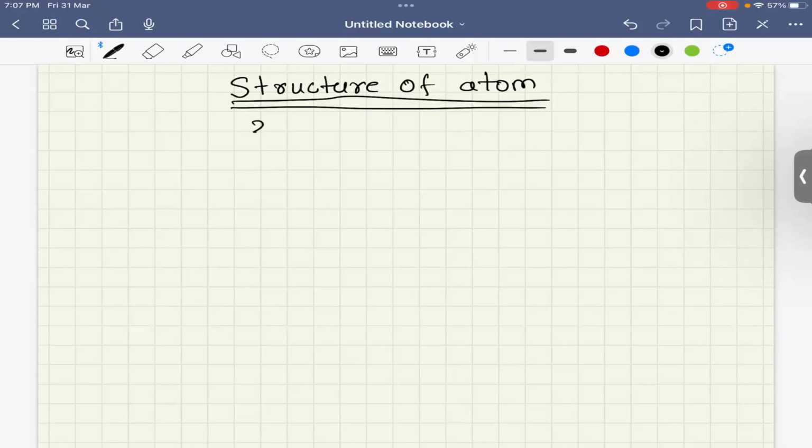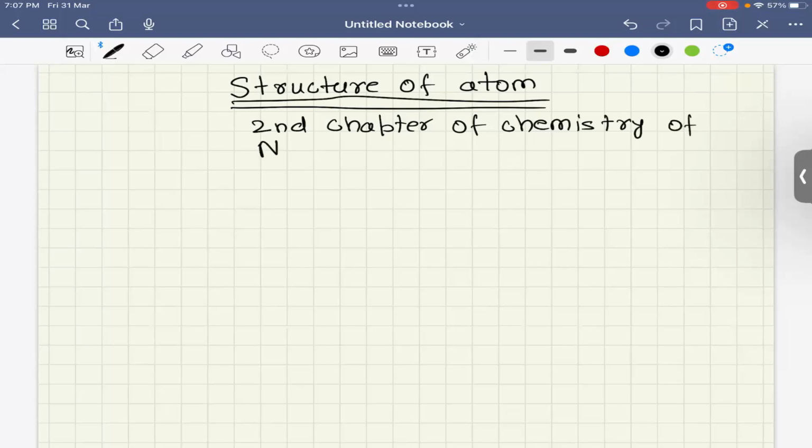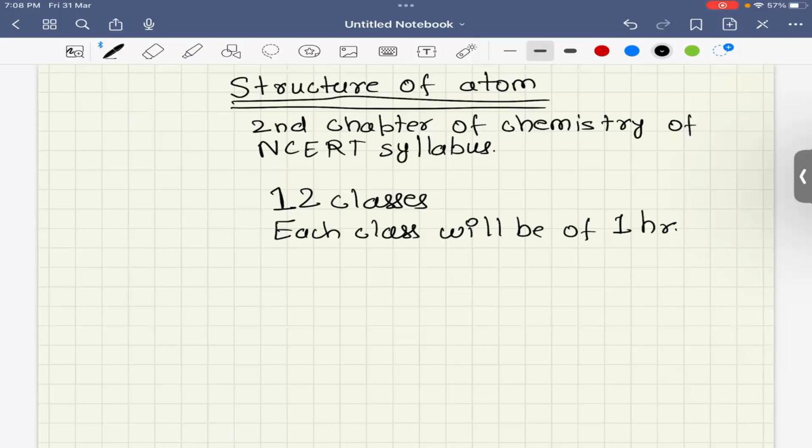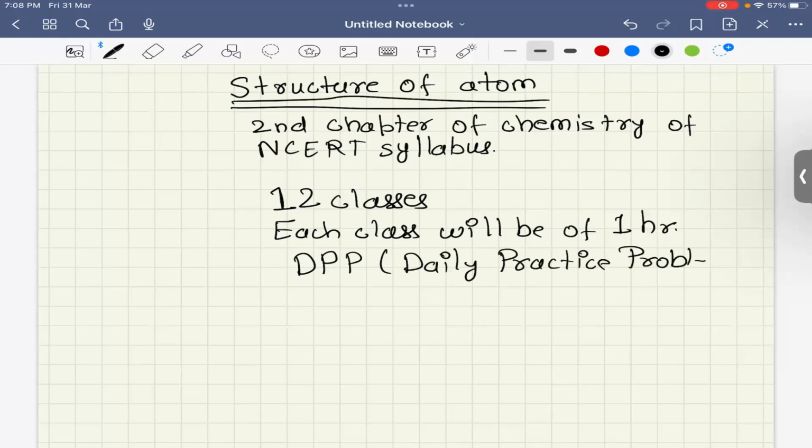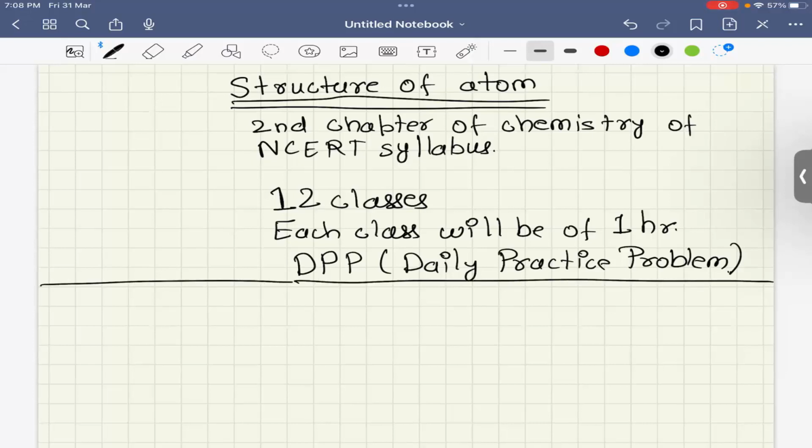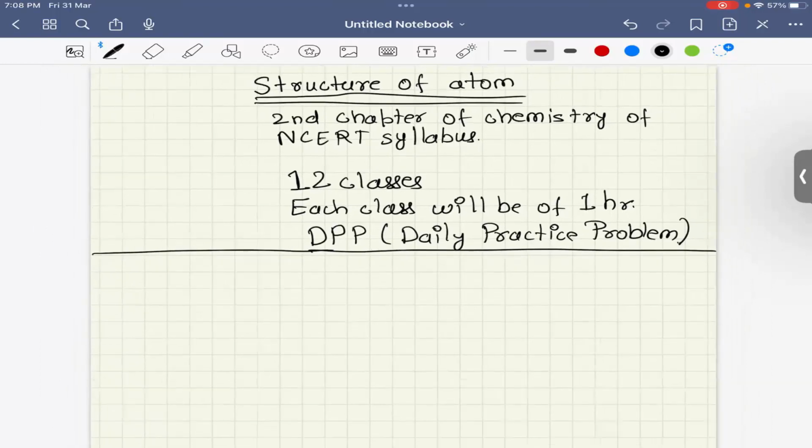This is the second chapter of chemistry of the NCERT syllabus, and we are going to cover this chapter in upcoming lectures. I have divided the whole chapter into 12 weeks or 12 classes. Each class will be 1 hour, and at the end of each class I will give you a DPP, that is daily practice problems, and you have to solve these questions and come prepared to the next class. If you have any doubt, you can ask me at the start of each class. With this said, let me begin.